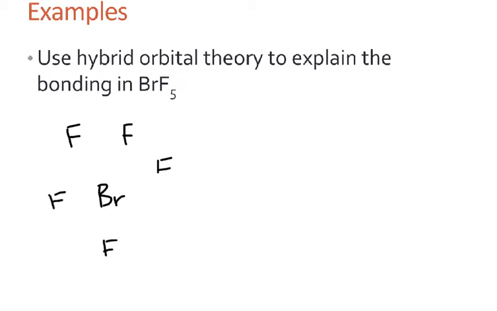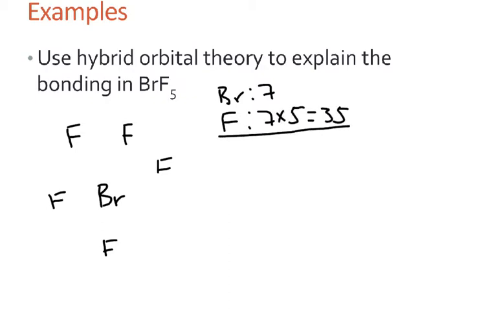Okay, let's figure out how many valence electrons total that I have. Bromine has 7. Fluorine has 7, but there's 5 of them, so that's going to be 35. And so if I add those together, that's going to give me 42 valence electrons. If I do a single bond between all of the fluorines, that takes care of 10 of my 42, so I'm left with 32 valence electrons.